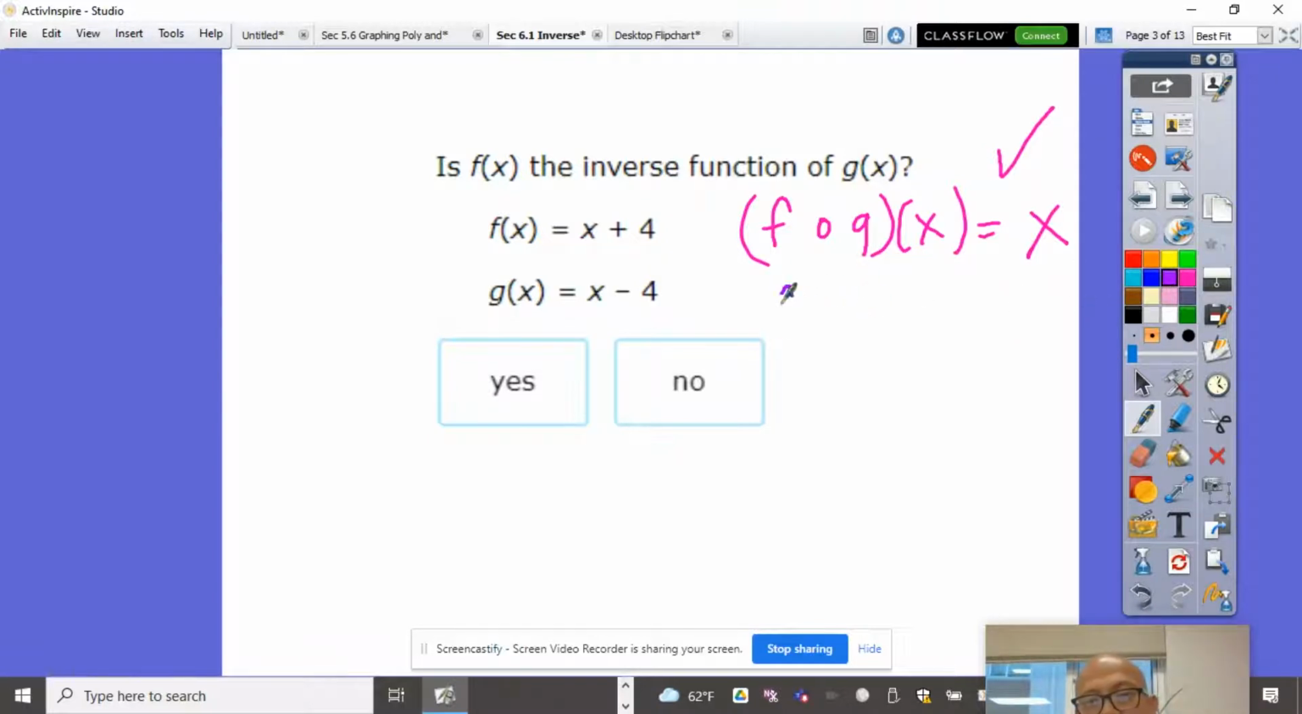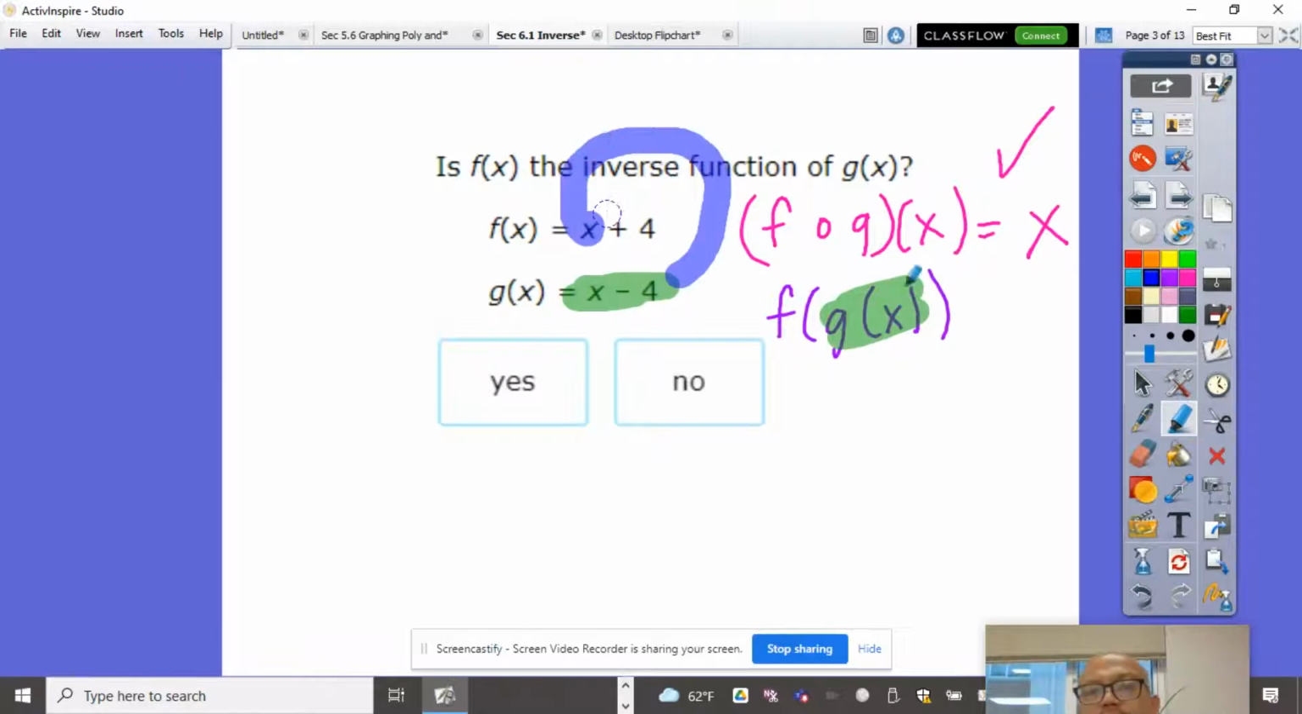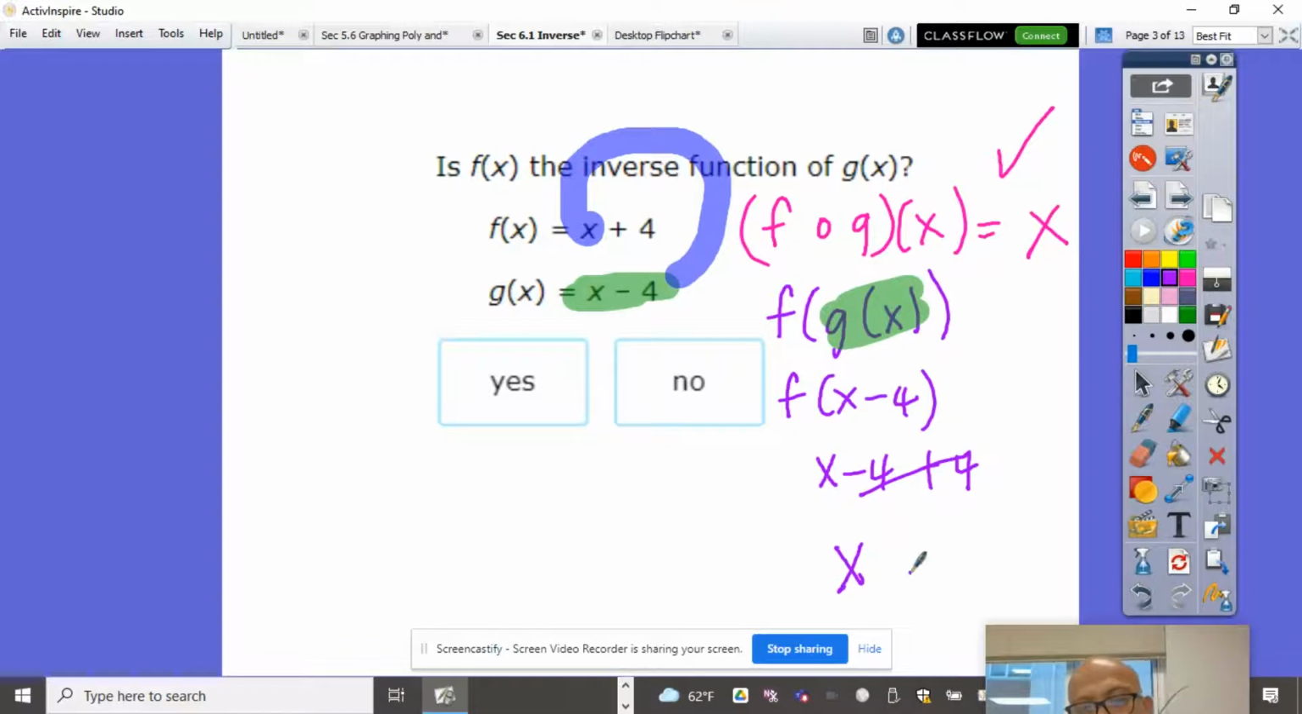So f of g of x means whatever the g of x is will go inside or replace the x in the f of x. So therefore, x minus 4 will replace the x in x plus 4. So this will now be x minus 4 plus 4. What's negative 4 plus 4? That will be 0. Let's cancel out. So what's left here is just x. That's the definition. Therefore, the answer here is yes. f of x is the inverse of g of x.